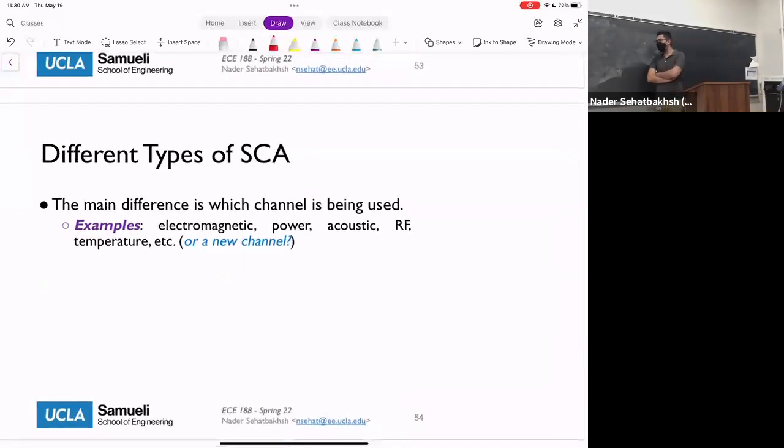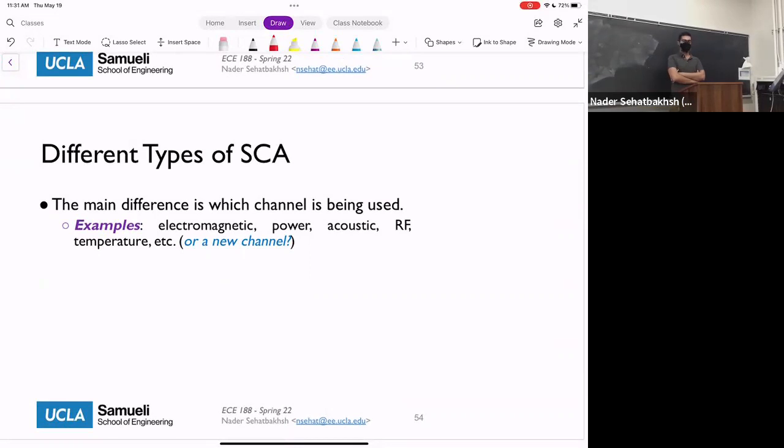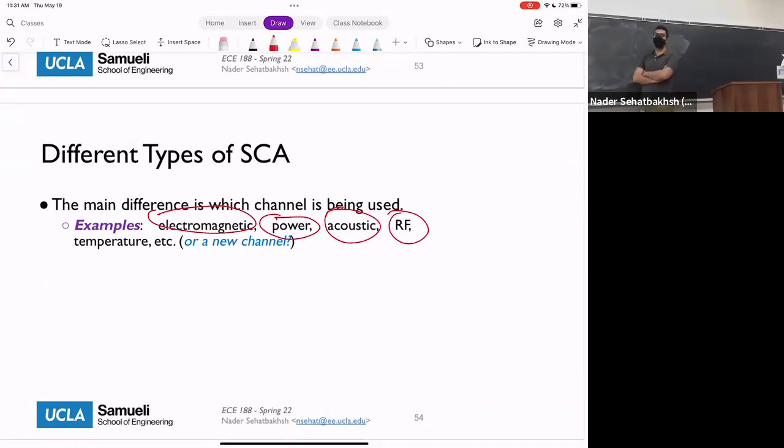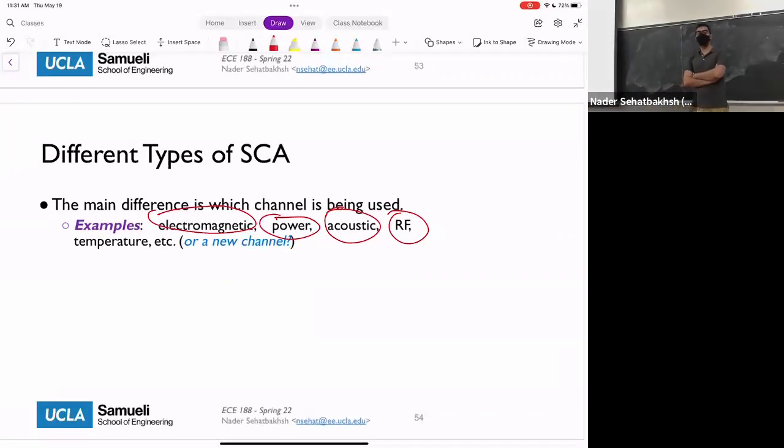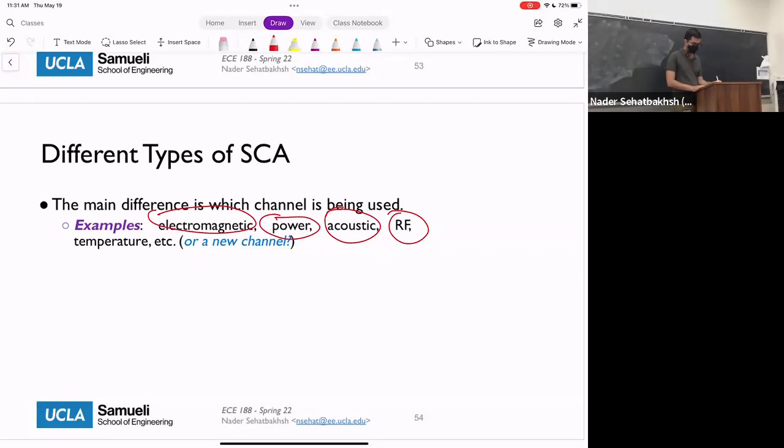So now that we know there are these different types of attacks, there's a question of what the differences are between different types of physical side channel attacks. Generally, the only difference is the channel that you're using: electromagnetics versus power versus acoustic versus RF and so on. So the idea here is you can use different channels, whether that channel is power or electromagnetics, and in all those cases, you can apply all of those things that we mentioned.